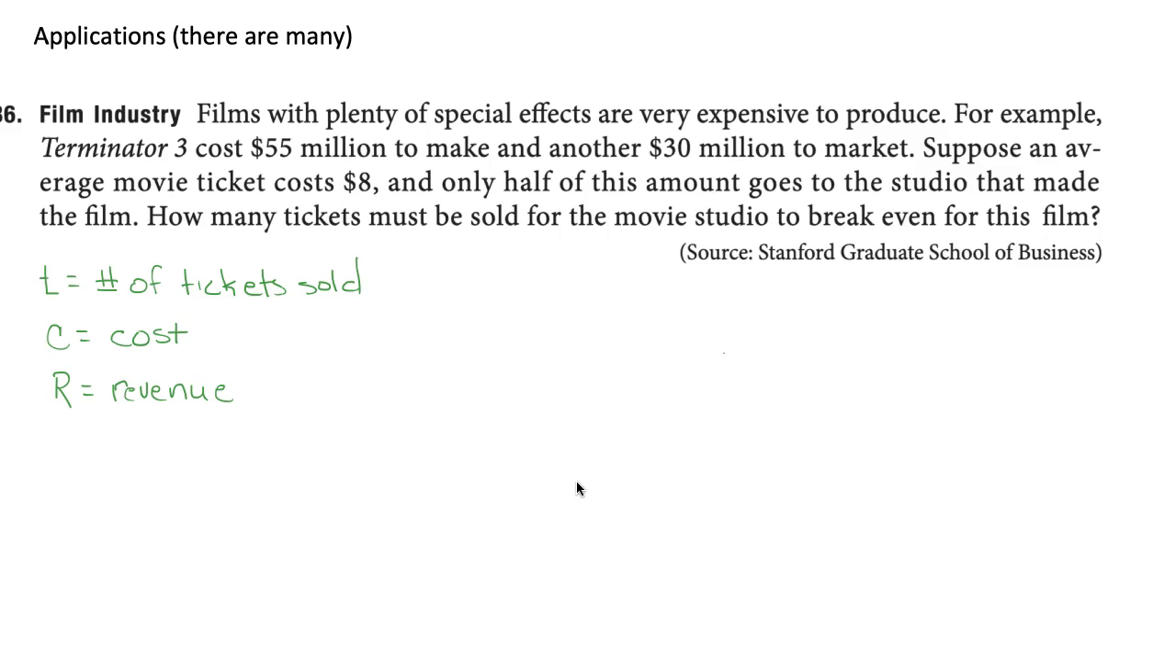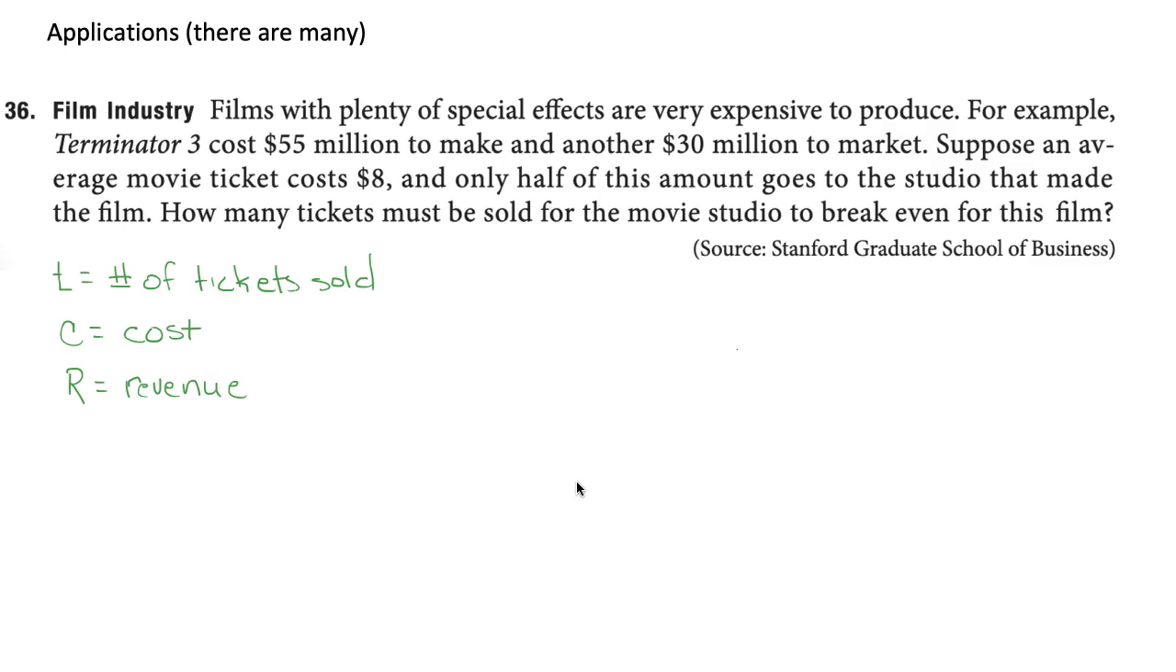Okay, so I'm going to talk about a couple of examples of applications for these kinds of problems, and there's lots of applications for these. And all of them are real life kinds of situations. But this one is about Terminator 3, and it's a cost versus revenue, or revenue versus expense, however you want to look at it. Terminator 3 costs $55 million to make and another $30 million to market.